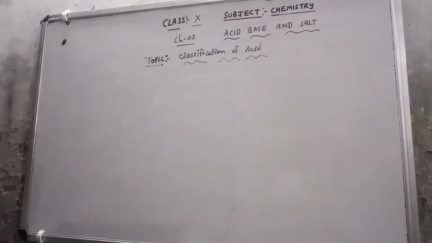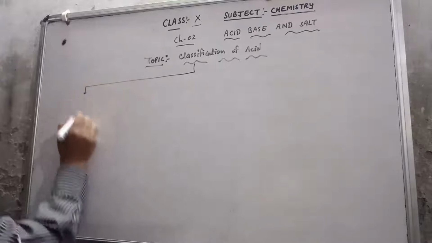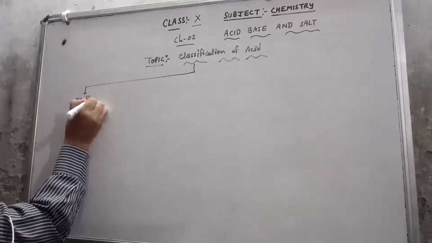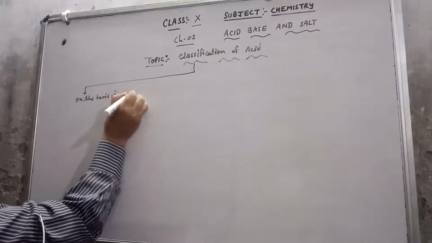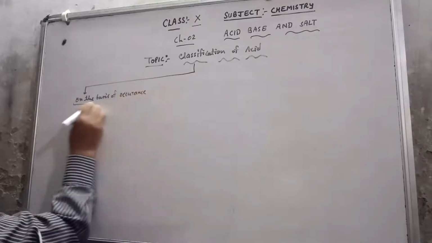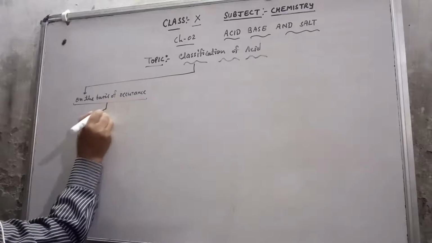Good morning students. Today in this video I will discuss the classification of acid, that means how to classify the acid. We can classify the acid in many ways. Firstly, one is on the basis of occurrence, that means from where we are getting that acid. On the basis of occurrence, there are two types of acid.